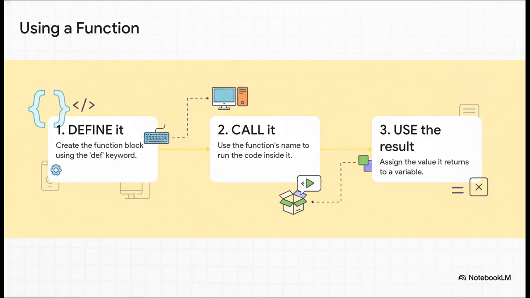So, using a function is really just a simple three-step dance. Step 1, you define it. You create that block of code with def. Step 2, you call it. You just use its name to make it run. And step 3, you use the result it gives you back, usually by storing it in a variable. So define, call, use. It's really that simple.